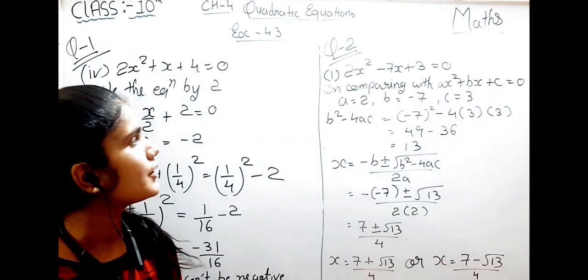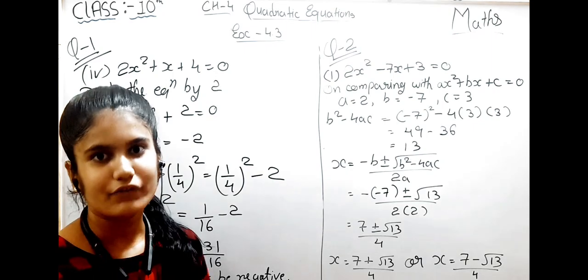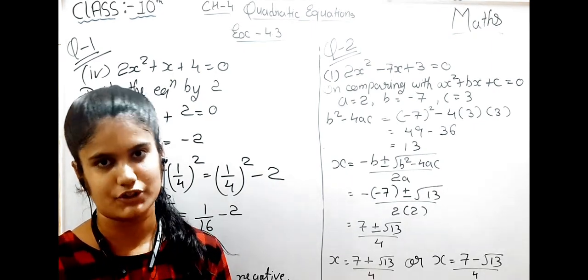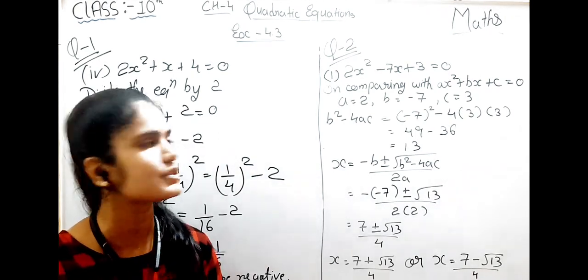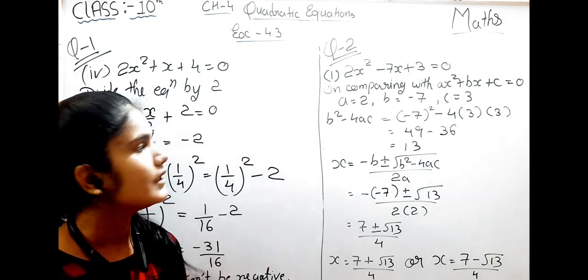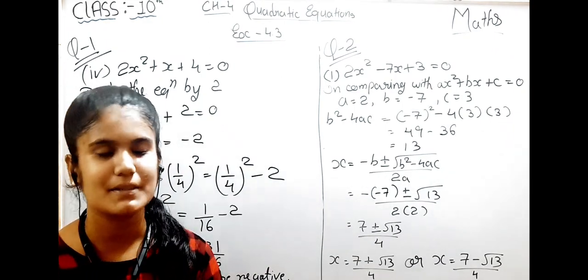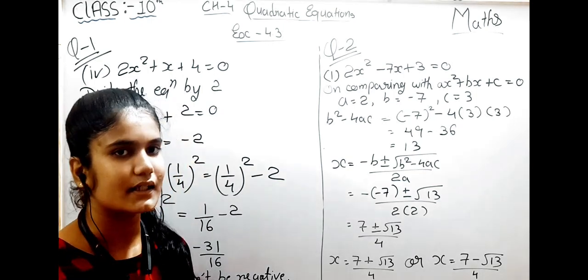Moving to question number 2, number 1. 2x square minus 7x plus 3 is equals to 0. We have to find the roots by the quadratic equation formula. On comparing with ax square plus bx plus c is equals to 0, we get the values of a, b, c. We substitute the values of a, b, c in b square minus 4ac. We get the answer 13.